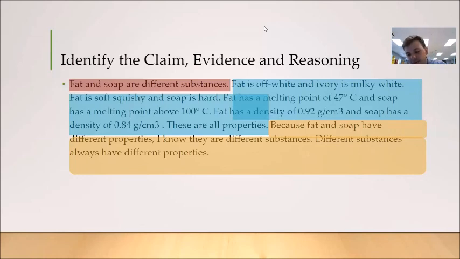So if you guys don't get anything else from this CER video, just make sure that you understand a claim is trying to answer the original question. Evidence answers the question how, and we have two forms: qualitative and quantitative. And then reasoning is the because or why, and we're trying to support our answer with scientific ideas, theories, or facts.